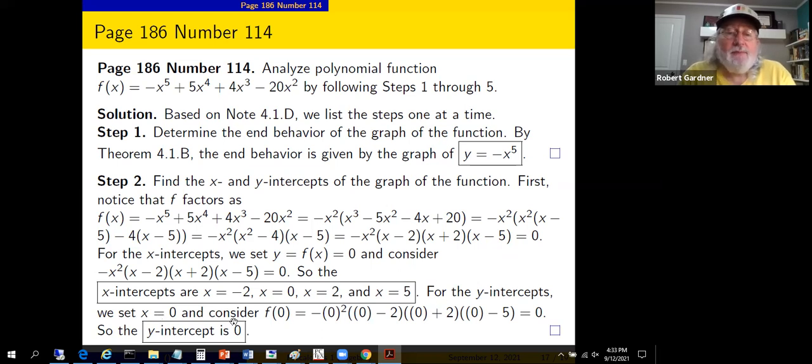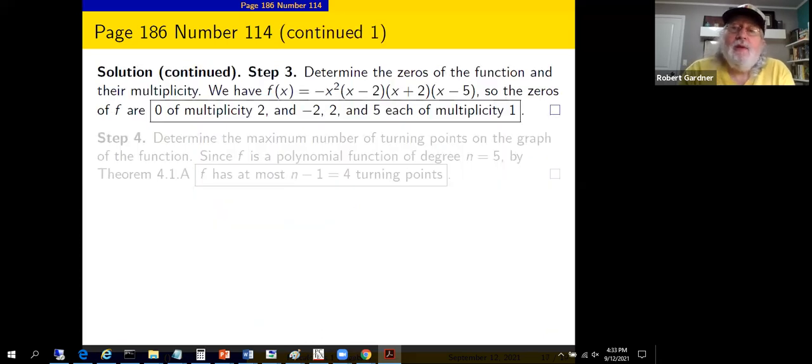For the y-intercepts, that's easy. We'll set x equal to 0, plug 0 into the function, you get 0 out. Right? There's x's everywhere. So you get 0 out of that. So the y-intercept is also 0. Passes through the origin. That's what you got from that. So that takes care of the first 2 steps. Determine the zeros of the function and their multiplicity.